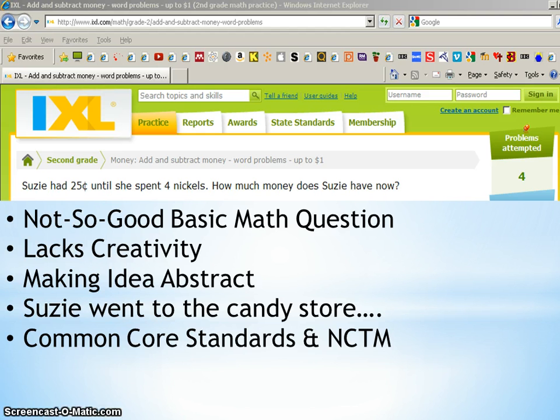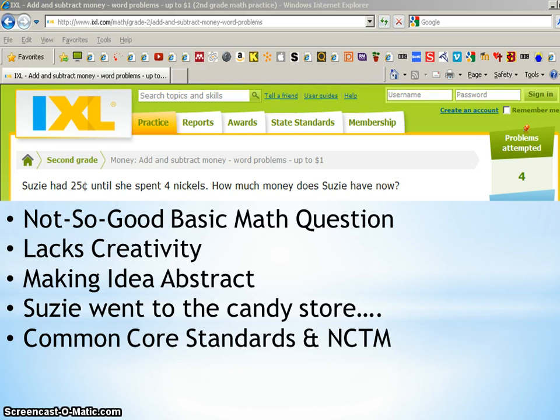There's nothing going on that a student can relate to other than Susie had 25 cents and she spent 4 nickels. However, if the problem had a setting such as Susie went to the candy store and spent 4 nickels and so on, that would make it more concrete for second graders.